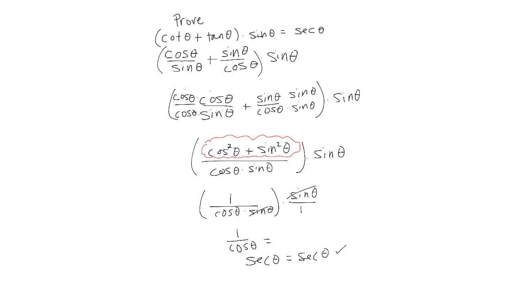So with a proof, again, you're only working on one side of the equation, and at the end you're showing that all that work left you with what was originally on the other side of the equation. So that's what a proof looks like. We can't manipulate both sides of the equation, so it's not like an equation, we're just working on one side.